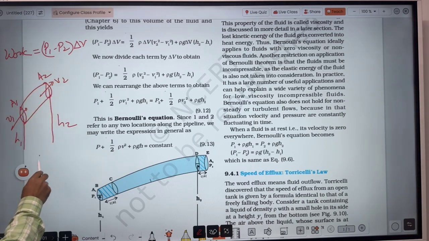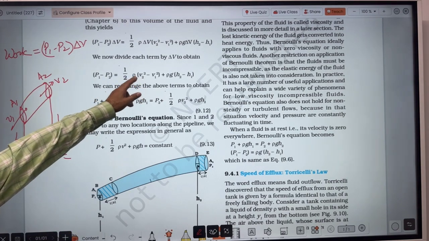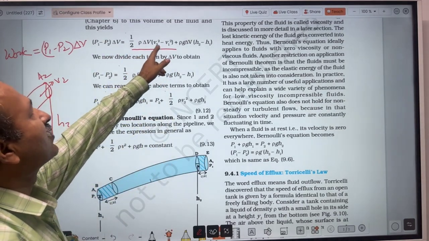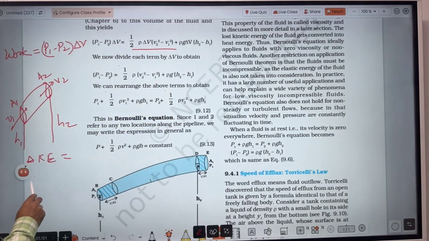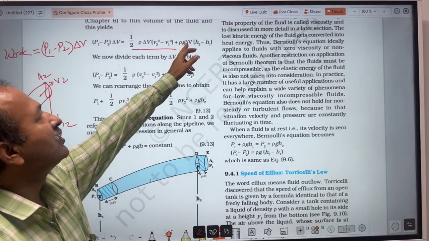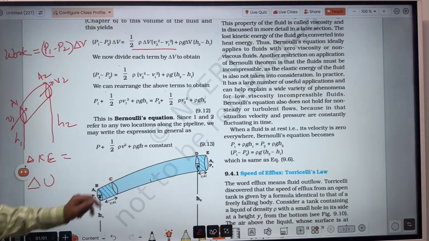Then the change in kinetic energy, in terms of density, as you have seen, will be equal to half rho times delta V times V2 square minus V1 square. Similarly we find delta U, the change in potential energy. Since there is a height difference, we write the mass as rho delta V, so rho G delta V into H2 minus H1. Now we equate the work done to the change in energies, so we get this relation, right?